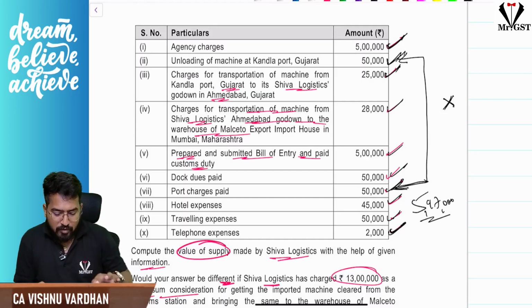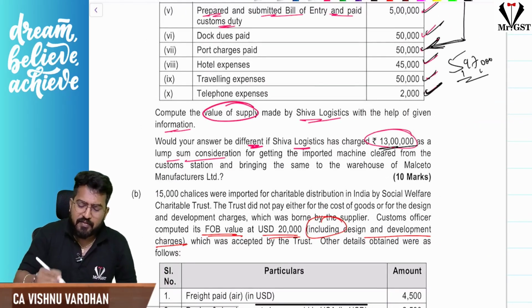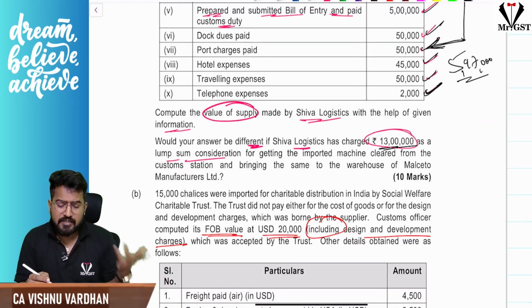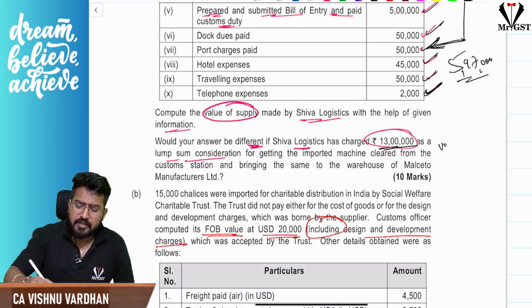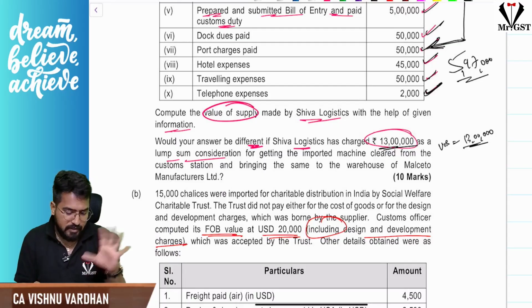Okay, and they have also asked the question, sir, what if he is charging a flat 13 lakhs amount? If he is charging a flat 13 lakhs amount, then automatically the value of supply will be that 13 lakhs only, the transaction value. That is the concept. Okay, right. Regarding that, is the adjustment.